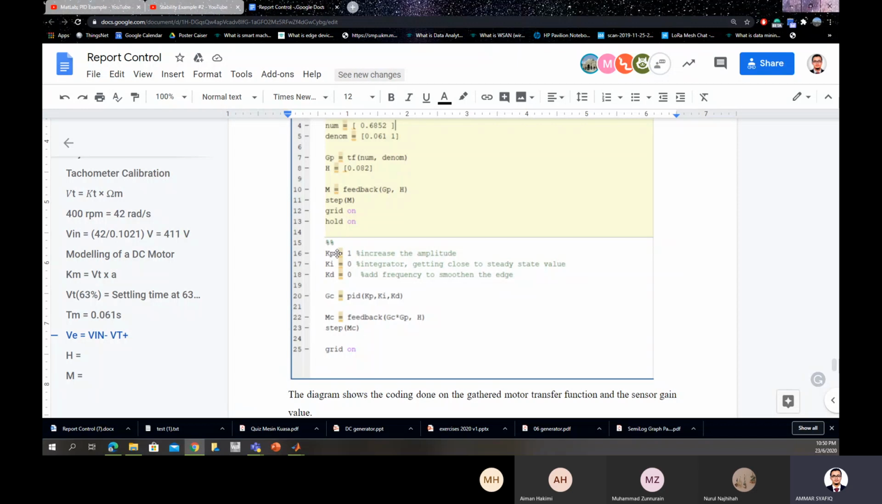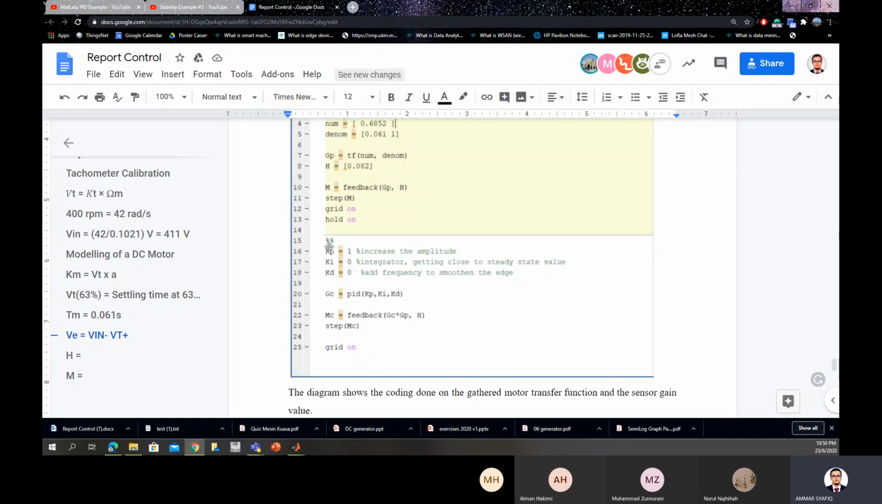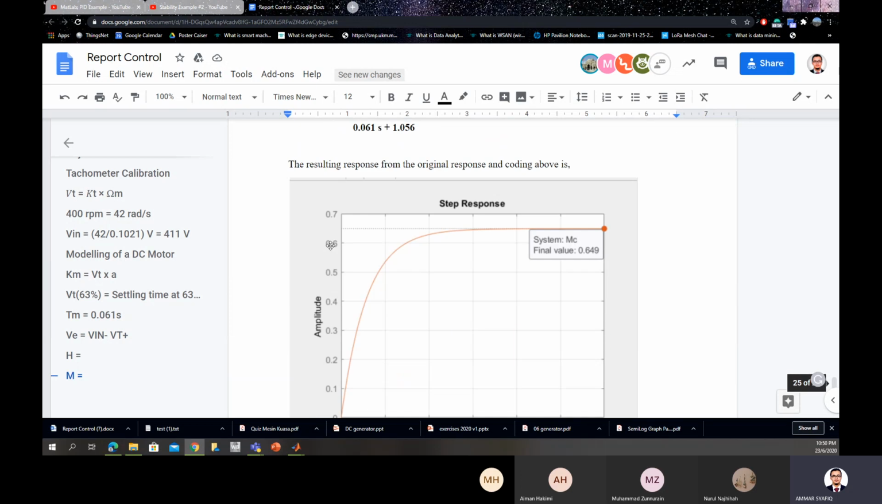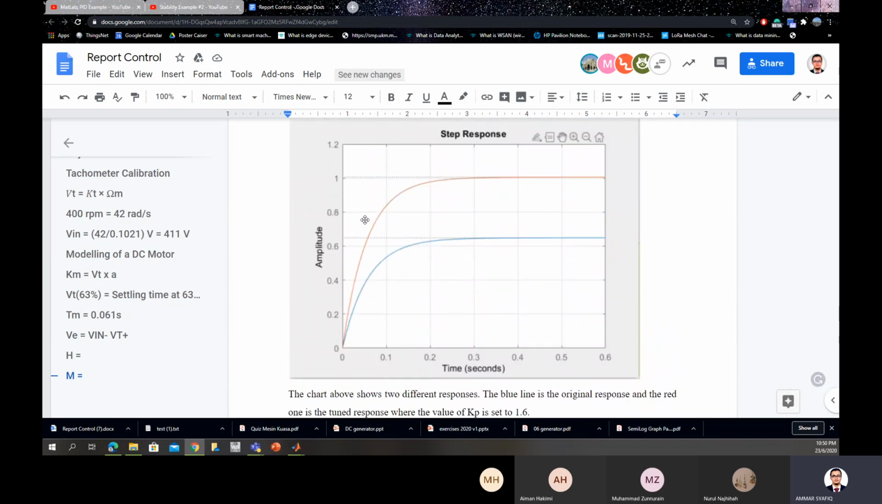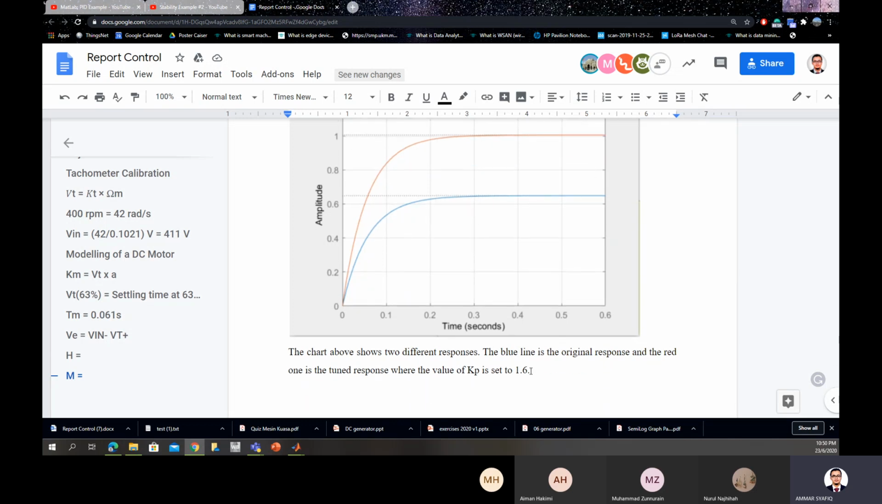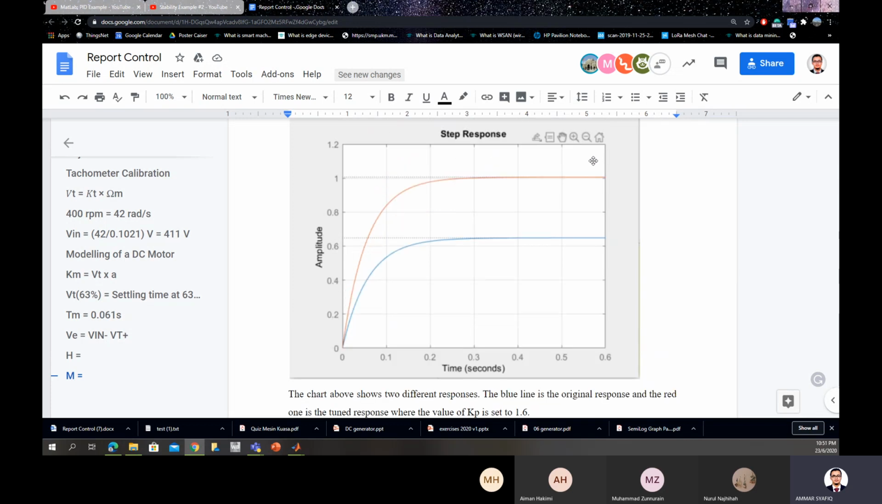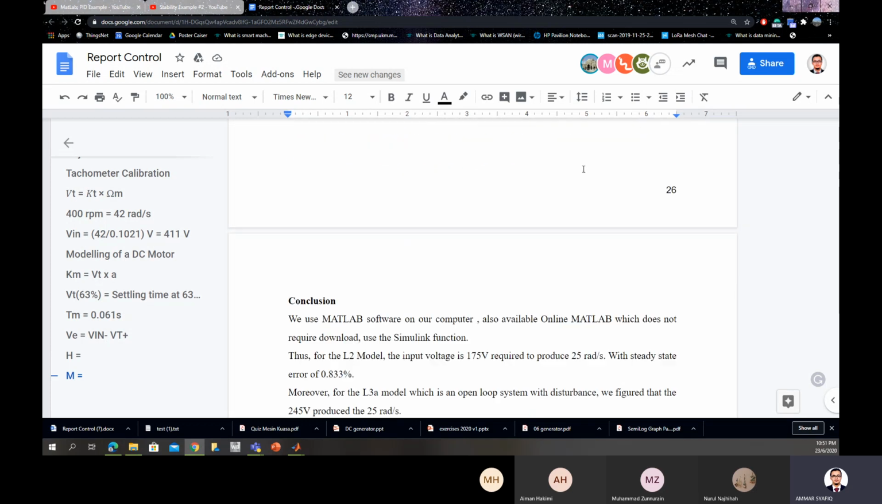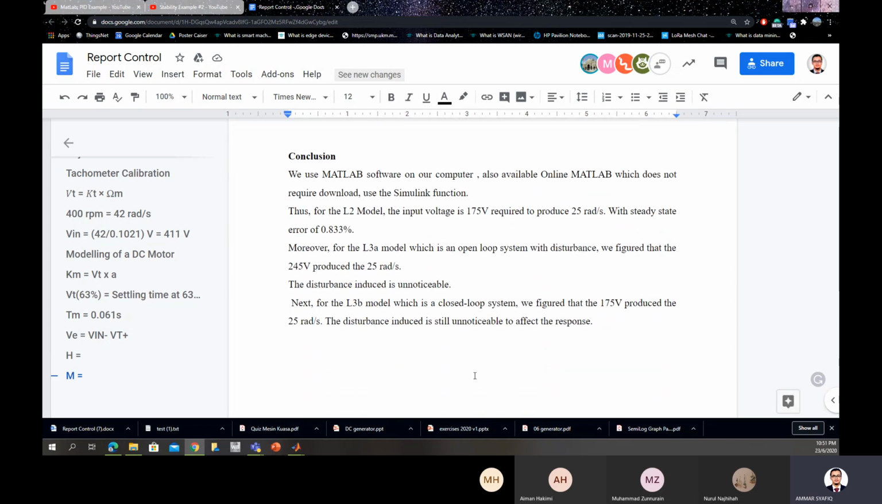Here I found that I tuned the KP value to be 1.6 to get 1. Our desired value is 1 for our step response, so 1.6 is the suitable one. So I have finished my part. Now we will go on to Haziq to present on the conclusion. Thank you.